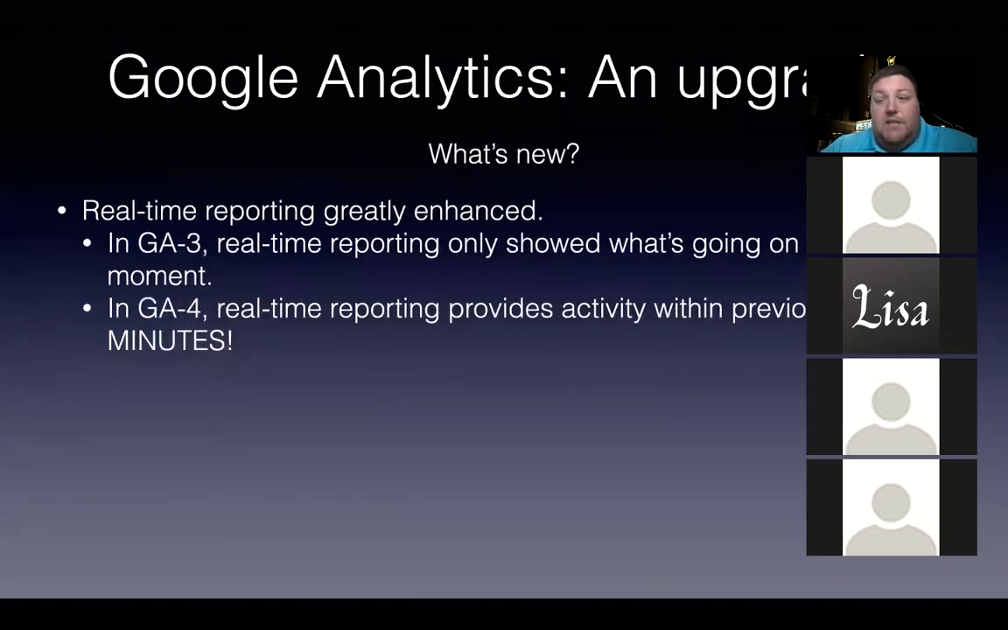One of the best things that I thought was new was called real-time reporting. It has greatly enhanced. In GA3, real-time reporting only showed what was going on at that particular moment. In GA4, real-time reporting provides activity, not only just what's going on in that moment, but what happened within the last 30 minutes on your website.